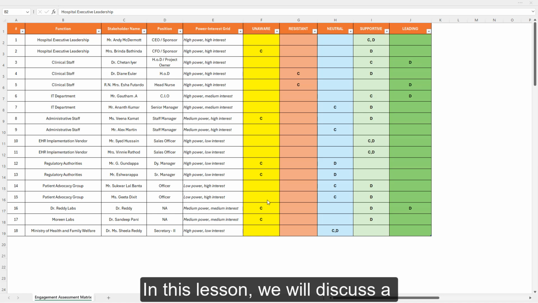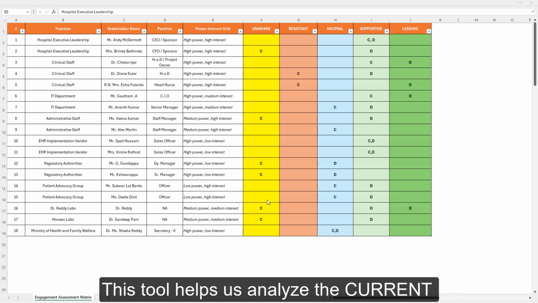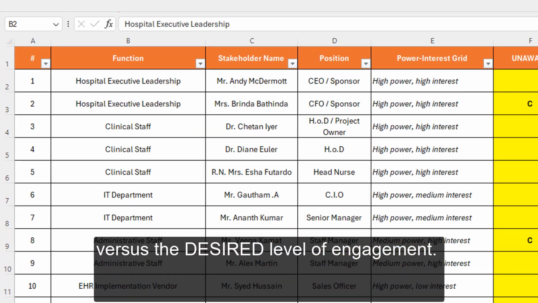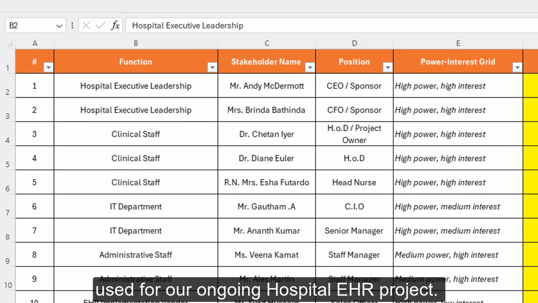In this lesson, we will discuss a powerful tool called the Stakeholder Engagement Assessment Matrix. Quite a mouthful. This tool helps us analyze the current engagement level of stakeholders versus the desired level of engagement. On the screen, you can see the matrix being used for our ongoing Hospital EHR project.